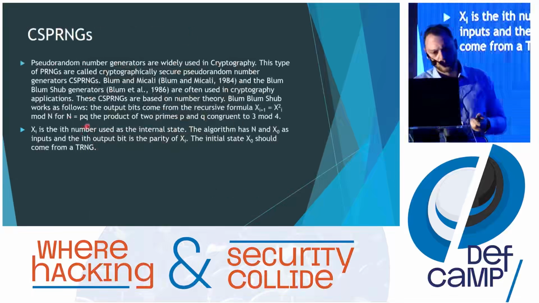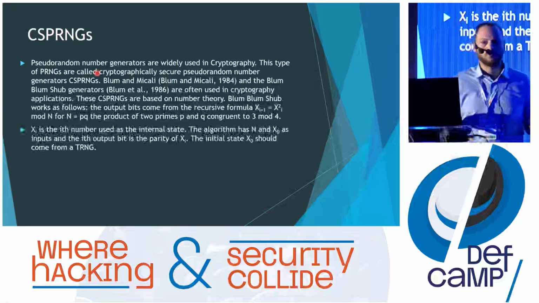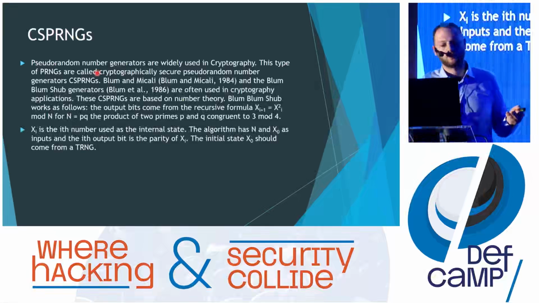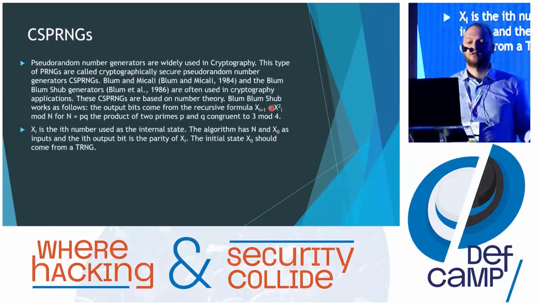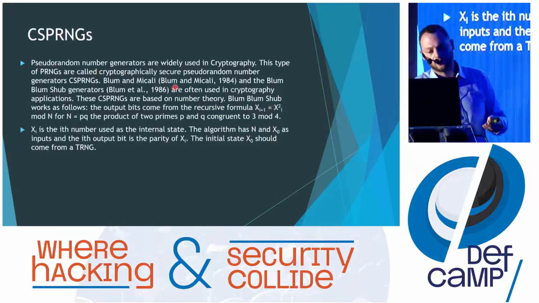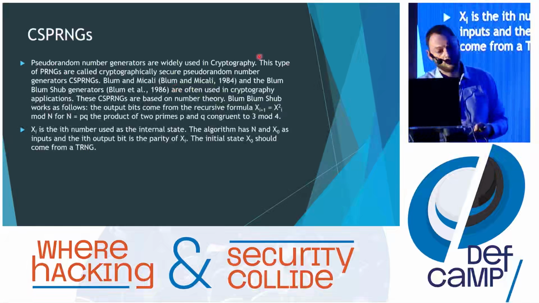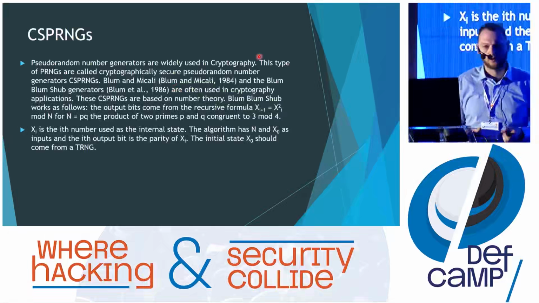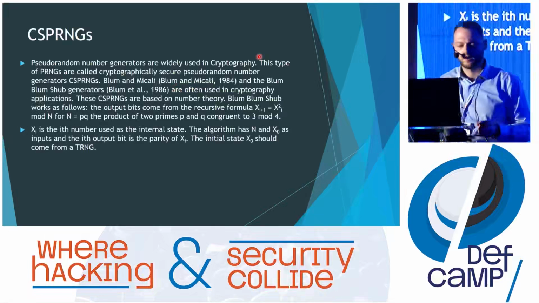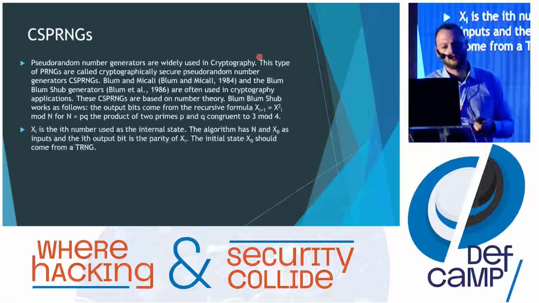Let's talk about them now. What are these CSPRNGs? They are the pseudo-random number generators that are used in cryptography, that are considered to be secure in cryptographic use. For example, Blum-Micali and Blum-Blum-Shub generators are used very often in cryptography. And these CSPRNGs are based on number theory.